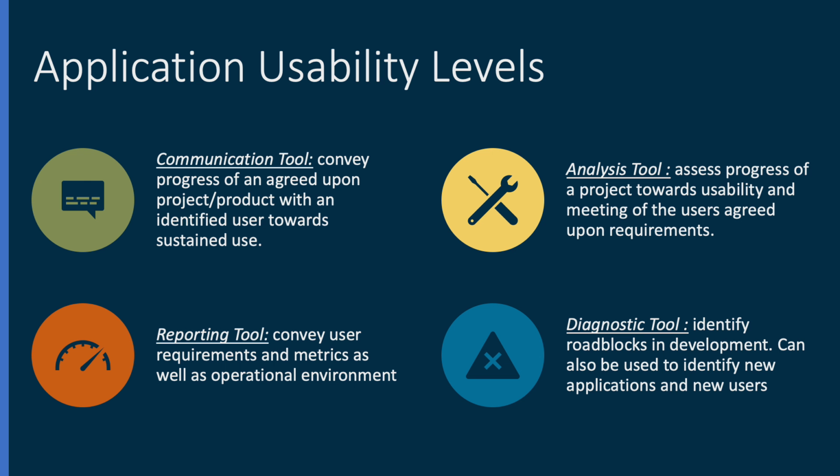So we really see the AULs as providing 4 functions: as a communication tool to show the progress towards sustained use of the project with the identified user, as a reporting tool for the developers to convey progress towards user requirements and metrics and for users to report things like the operational environment, as an analysis tool to assess the ability of the project to meet the agreed upon requirements, and as a diagnostic tool to help identify roadblocks in development, which can also then be used to identify new applications and new users.